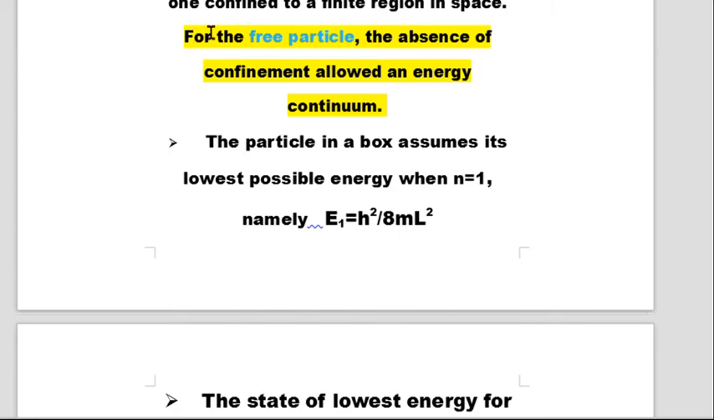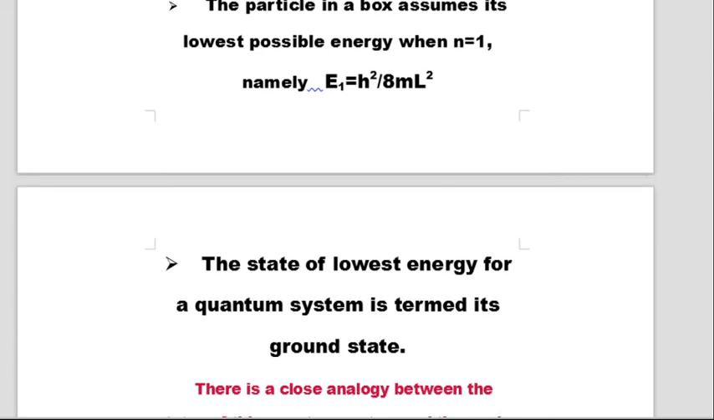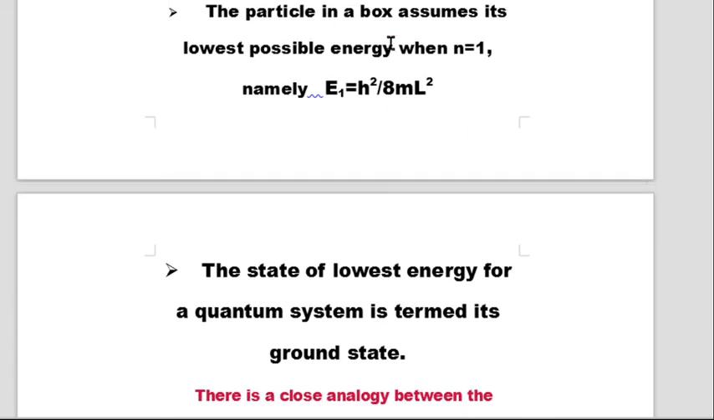If it is a free particle in the absence of confinement, we are not confining the particle between 2 walls. The particle is free. Then we can see that energy will be a continuum. There is no quantization of energy. For n equals 1, the energy is given as h square by 8 ml square. That corresponds to what we call the ground state.